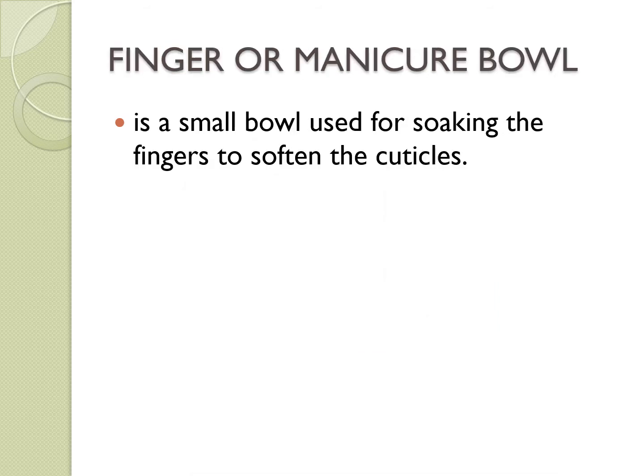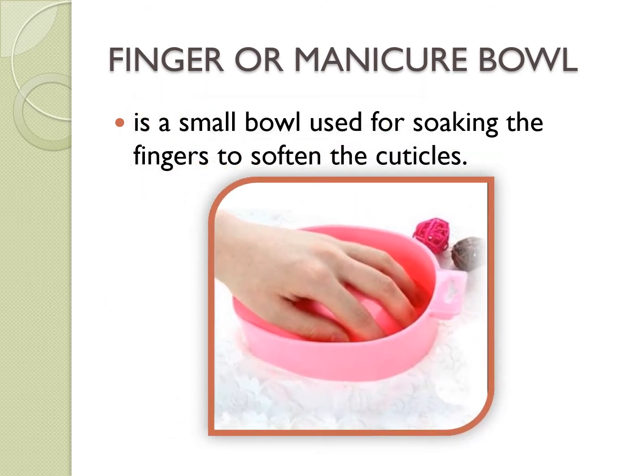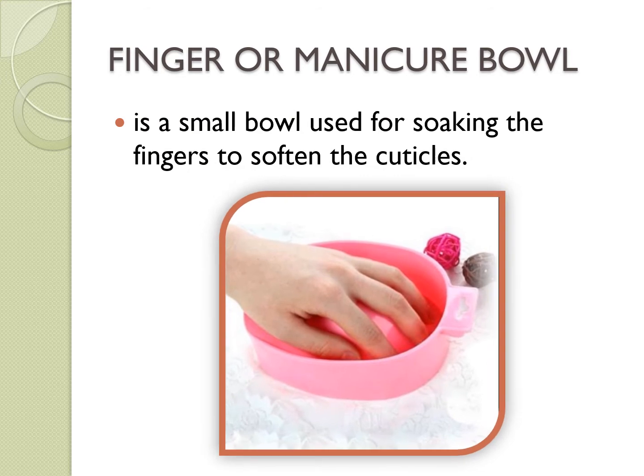Next is finger or manicure bowl. It is a small bowl used for soaking the fingers to soften the cuticles. When we say manicure, it is for hands, right? And when we say pedicure, it is for our feet, right? And that finger or manicure bowl is used for soaking our hands.